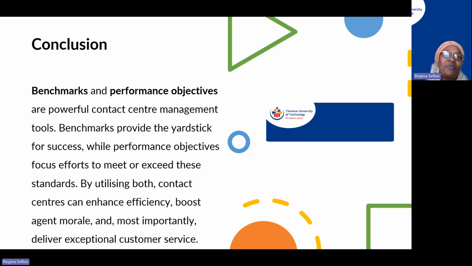For example, if the benchmark of first call resolution is 80%, the performance objective for the agent may be set at 85%. If an agent's FCR, which is the first call resolution, is lower, coaching can then be provided to help improve the performance of that specific agent.